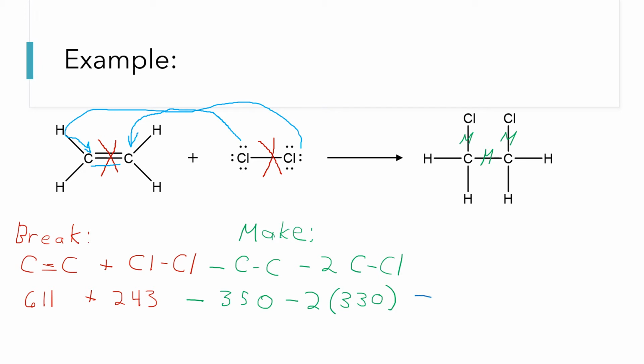And so if we take those numbers and run them through a calculator, we've got 611 plus 243 minus 350 and minus 2 times 330, which is negative 156.